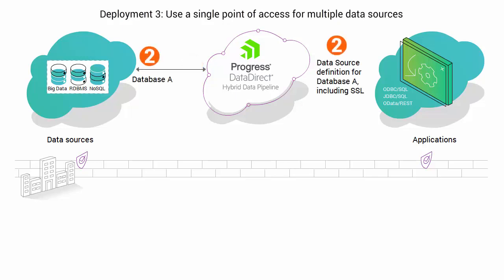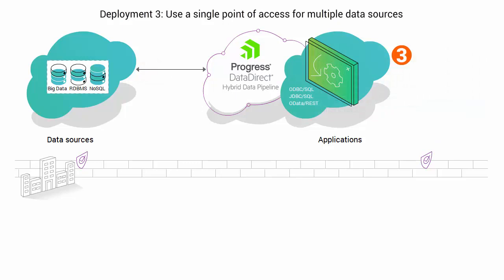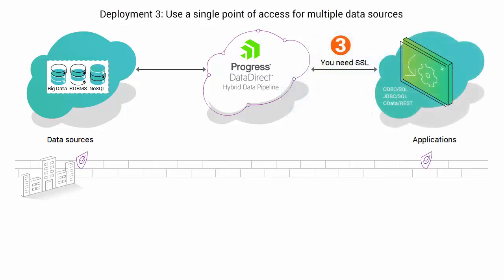Create a data source definition for your database. Because data is crossing the internet, you'll need SSL, but in this case, you'd configure SSL in the data source definition. If you want to use OData, configure the OData parameters in the data source definition. If your apps are in the same cloud as the data pipeline, there's no need to worry about configuring SSL communication. But if your apps are in a different cloud, you'll need to configure your client to use SSL because your data is traveling over the internet.